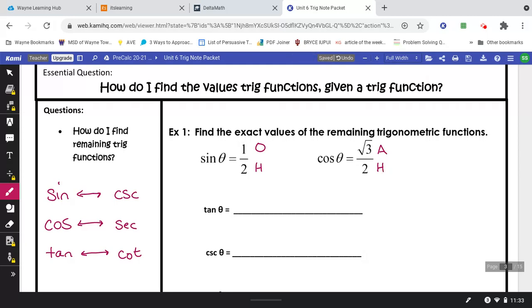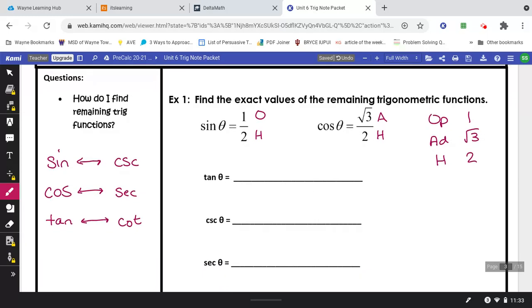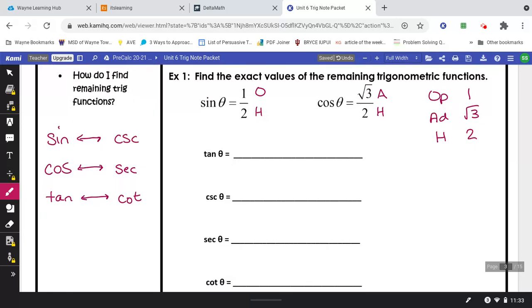And if you notice now, I have all three of my numbers. The opposite is 1, the adjacent is radical 3, and the hypotenuse is 2. So I have all three of my numbers, which means I won't have to do any Pythagorean theorem work to find a missing side. Then I'll fill in the rest of my chart. Tangent is going to be O over A.